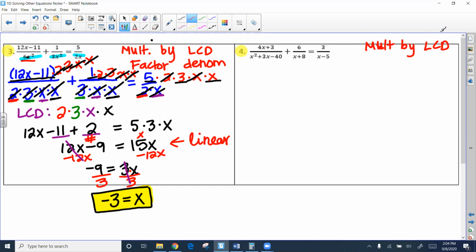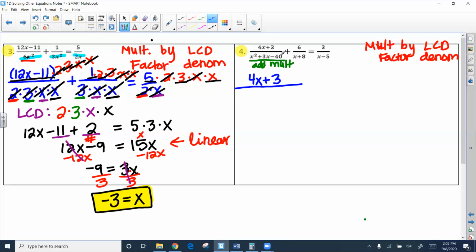And in order to find the LCD, I know I'm going to need to factor the denominators. Okay, the only denominator that factors in this case is this expression here, x squared plus 3x minus 40. Okay, now notice this is a trinomial. So when I factor it, I'm going to factor it into two binomials where I'm looking for the numbers that multiply to be -40 and add up to the 3x. So I'm going to rewrite this.